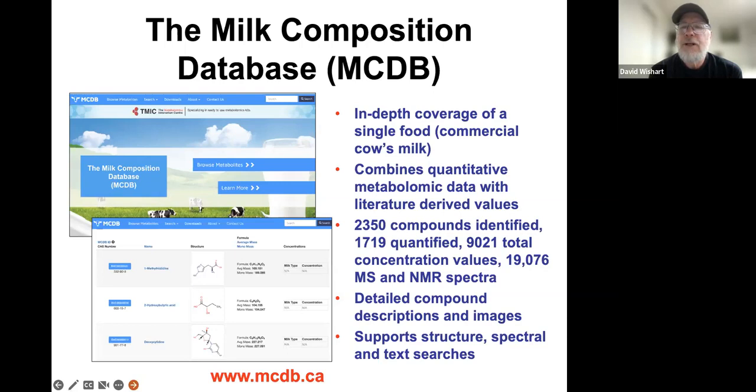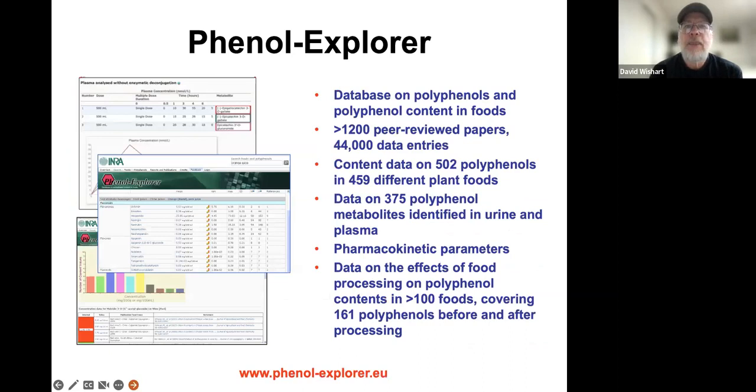We have a large number of concentration values. We have a lot of reference spectra. All of the compounds are described in detail. And like many of our databases, it supports a lot of structural, spectral, and text searches. So this is an application of what metabolomics can do to characterize a food product. Typically, if you look at the label for milk, you might see maybe half a dozen compounds, but in reality, it's thousands.